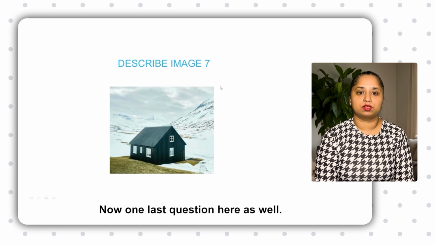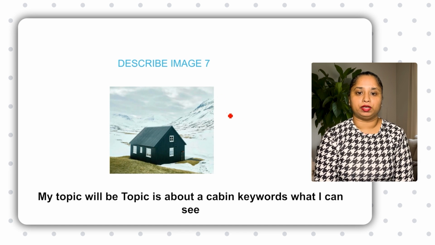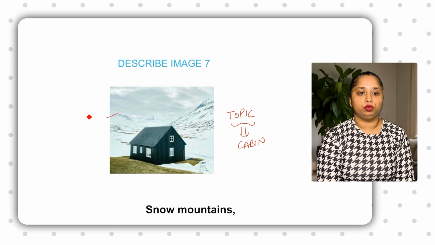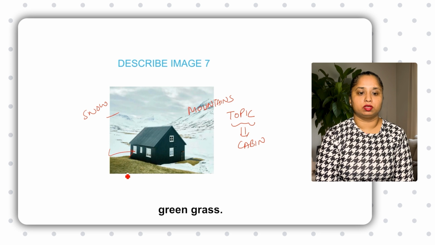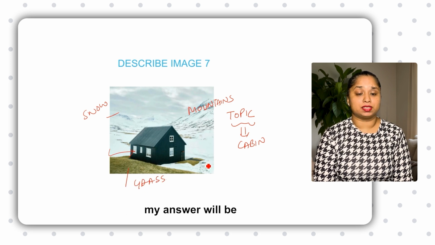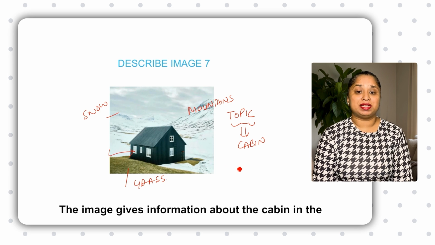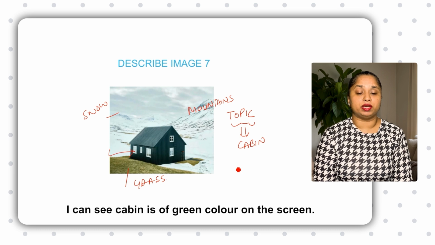Now one last question. Here as well, no keywords, but what's happening here? My topic is about a cabin. Keywords, what I can see here: snow, mountains, windows, green grass. So based on these keywords, my answer will be: the image gives information about the cabin in the mountains. On the screen I can see cabin is of grey color.